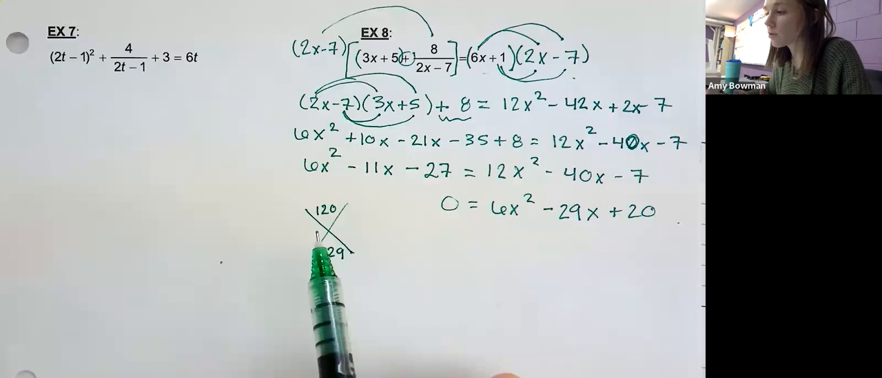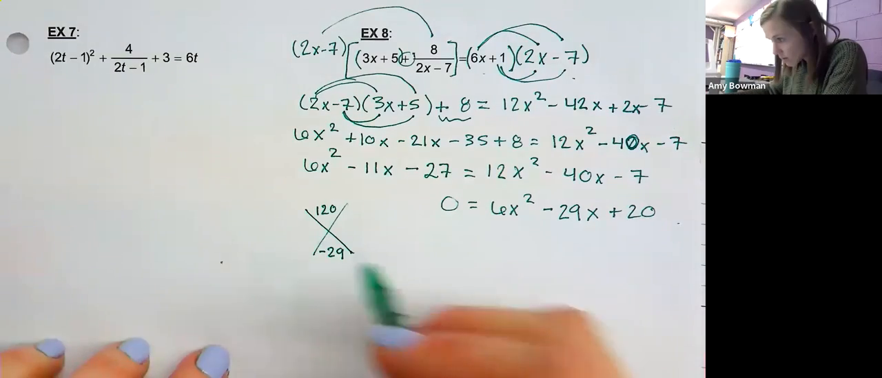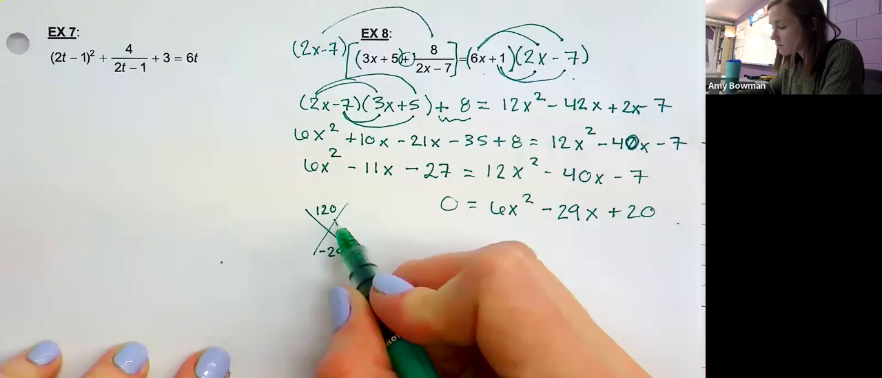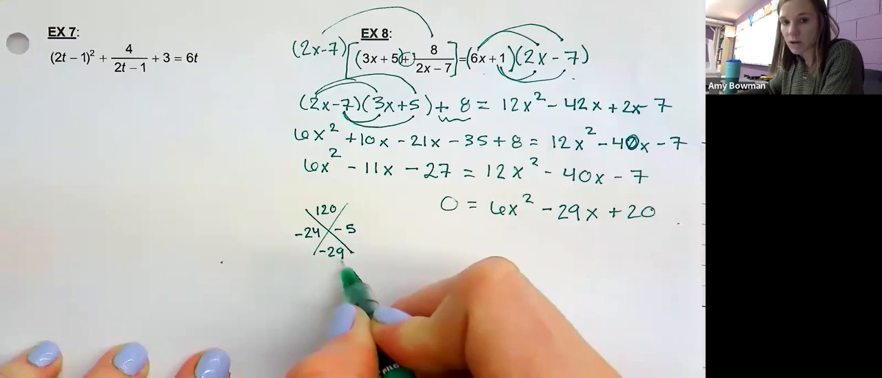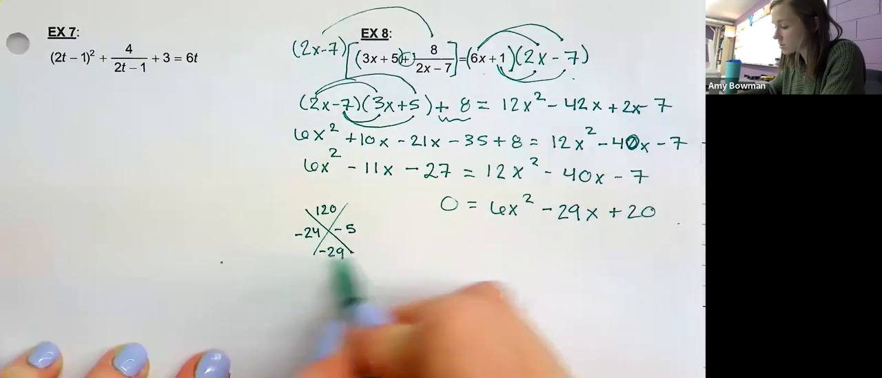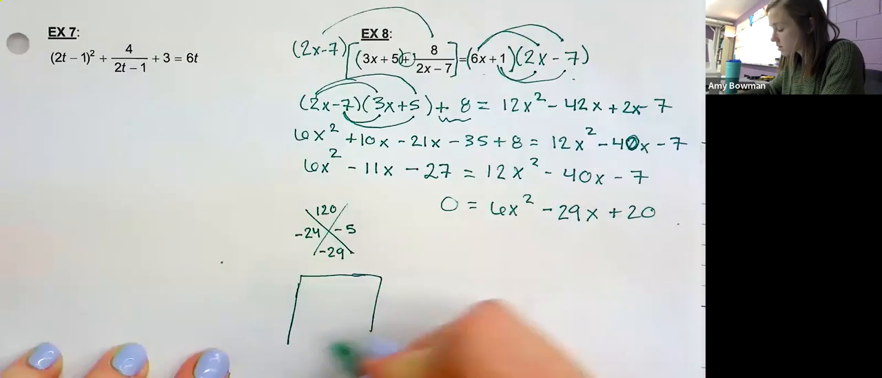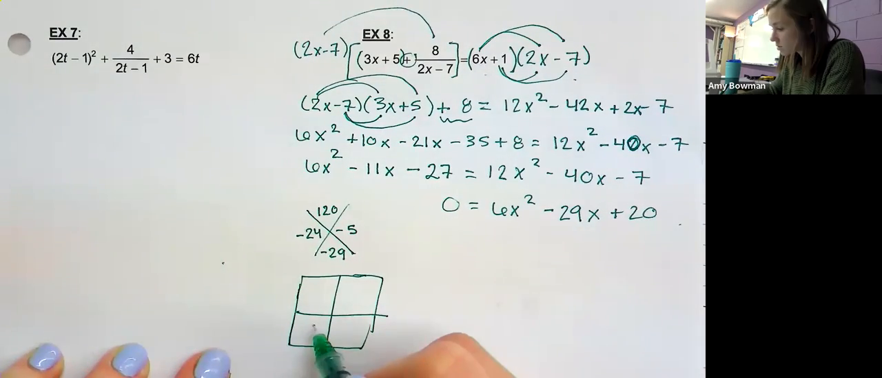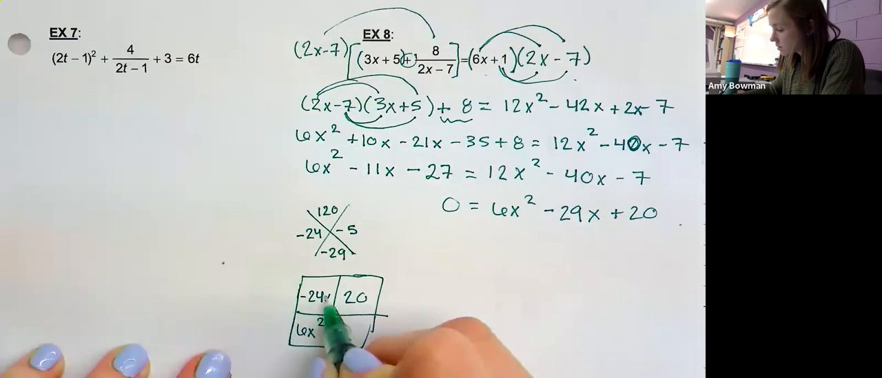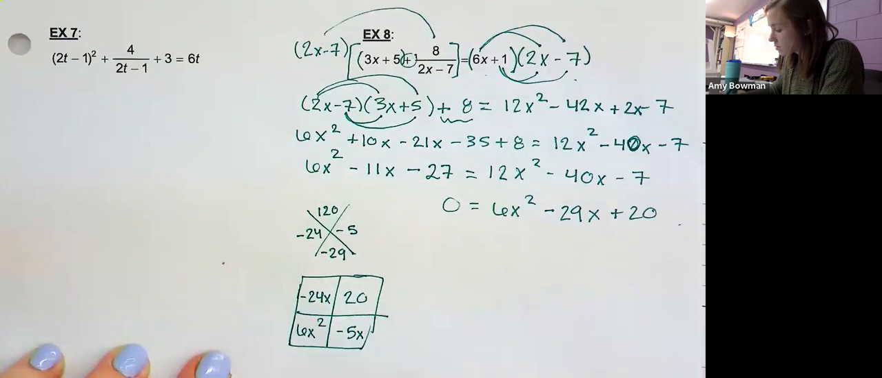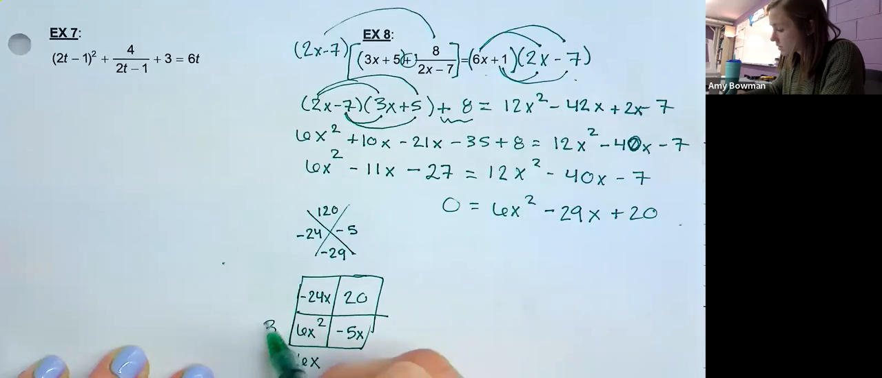I'm just going to spoil it for you. What is it? It's negative 24 and 5 that multiply to 120. So negative 24 and positive 5 multiply to negative 120 and add to negative 19. Those are not how this factors. That's just going to help me fill in my area model for this, and then we'll get our solution for those factors. So we've got 6x squared, 20, negative 24x, positive 5x. So this is going to be 6x and 1x.